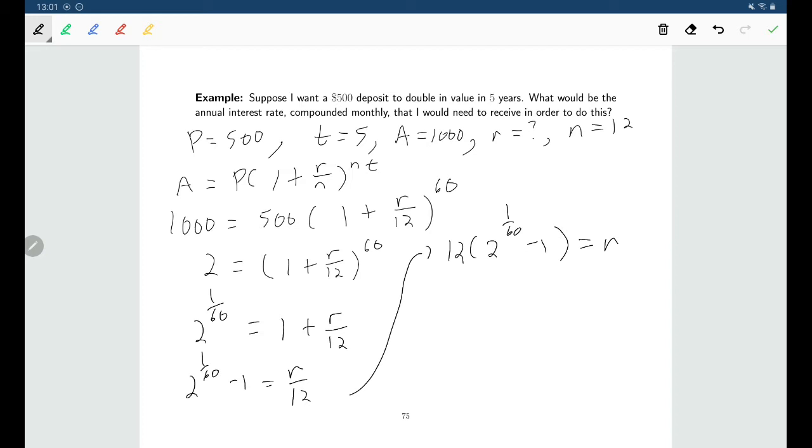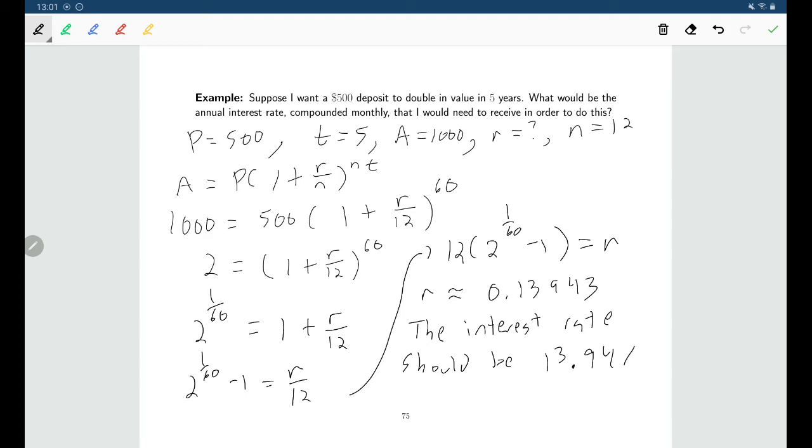And I can use my calculator to find out that r is about 0.13943. So the interest rate should be 13.94%. So if I want my balance to double in 5 years with interest compounded monthly, then I need a much higher interest rate. I need 13.94%.